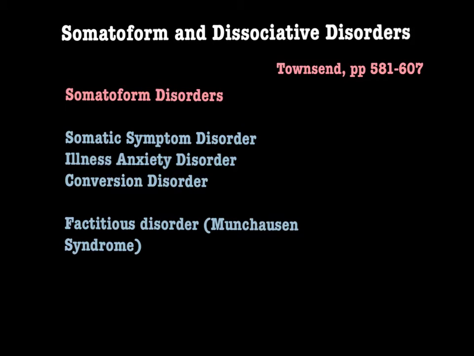We can get primary gains from some things. For example, when we come up with a bad headache and we're throwing up, we get to stay home from work. That can be a primary gain. And so somebody with somatic symptom disorder might get primary gain from their symptoms. Somebody with factitious disorder, their primary gain is that attention that they get when they are sick.